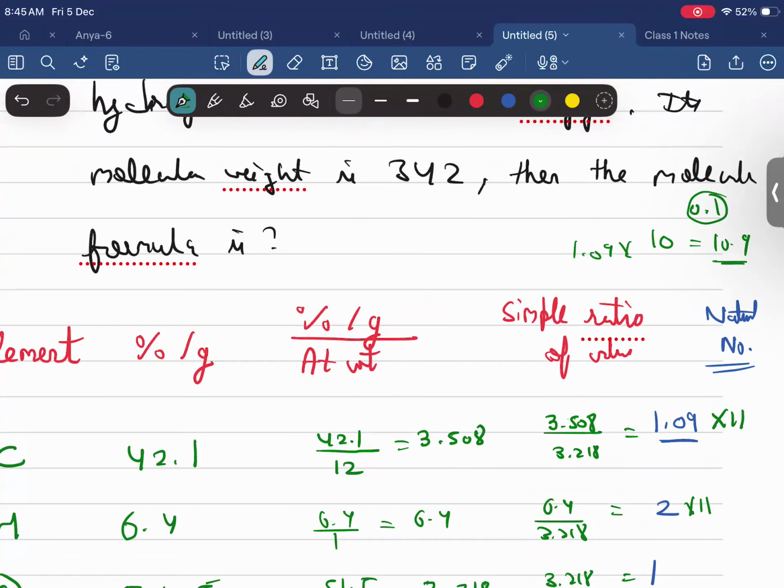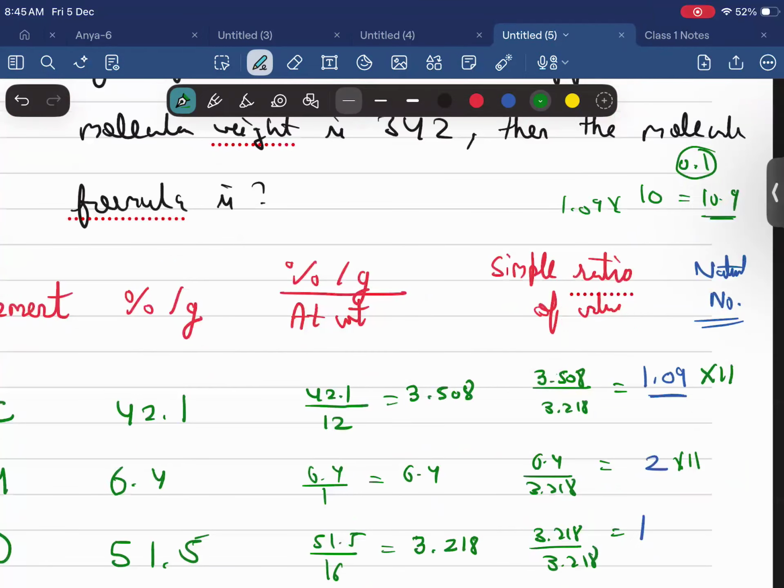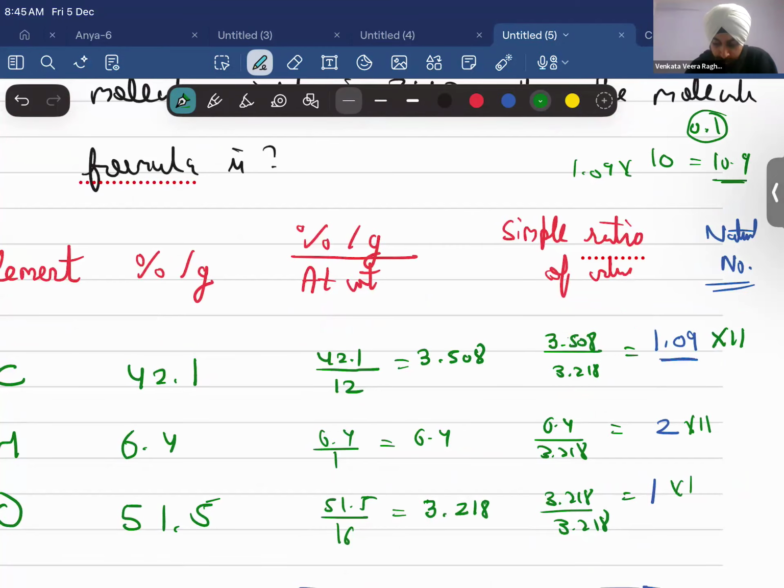Not possible. Yes, sir. Then try to multiply it with 11. Just try everything multiplying with 11. What are you getting as the answers? I think 1.09 multiplied with 11 will give you 11.99 if I am not wrong. And this will give you 22. This will give you 11 again. Check it. Yes. Now 11.99 is such a value which you can approximate to 12. Do you agree with me?